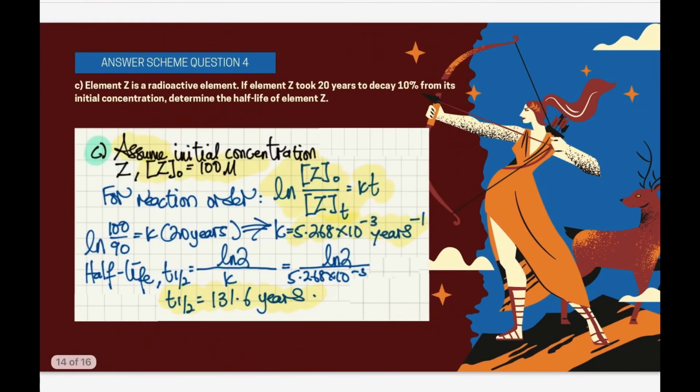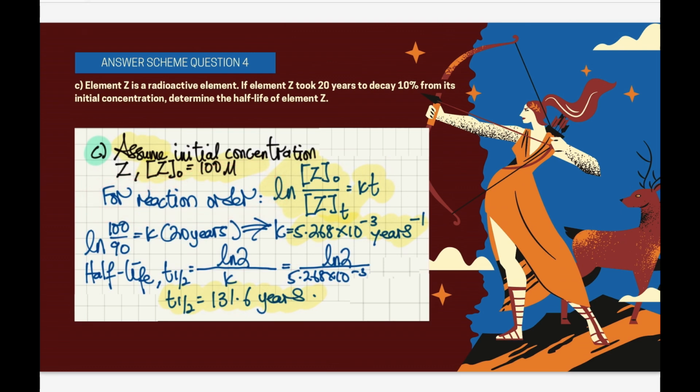Okay. And C. Element Z is a radioactive element. If Z took 20 years to decay 10% of its initial concentration, determine the half-life. First of all, kamu kena faham bahawa radioactive decay, radioactive element, and this is a fact that you have to know, it is a first order reaction. It's an example of first order reaction.